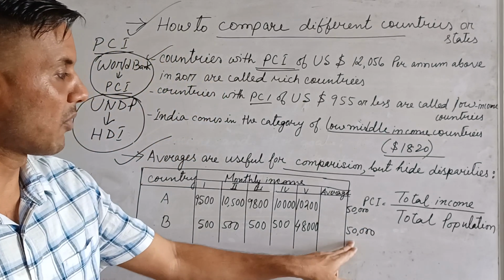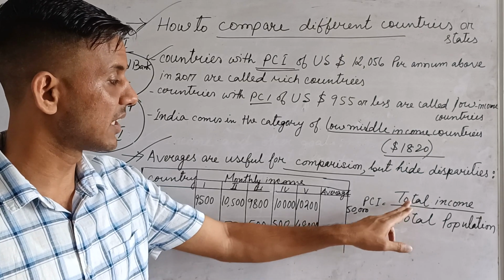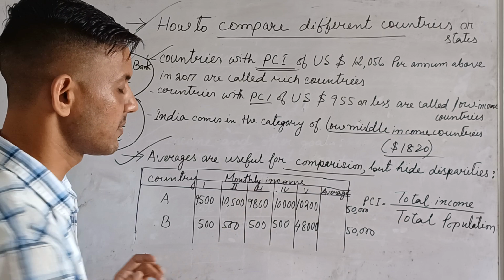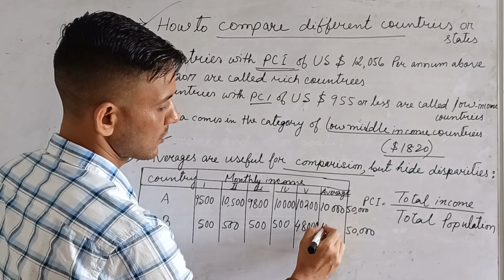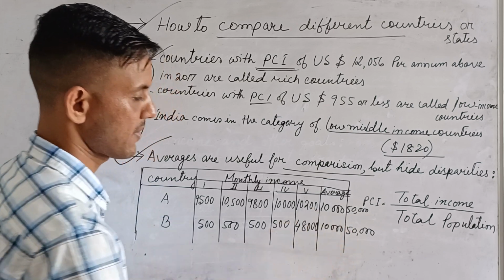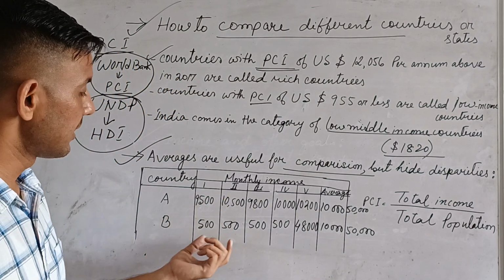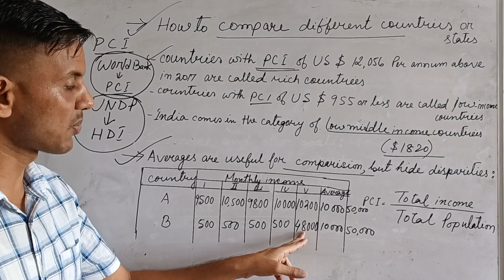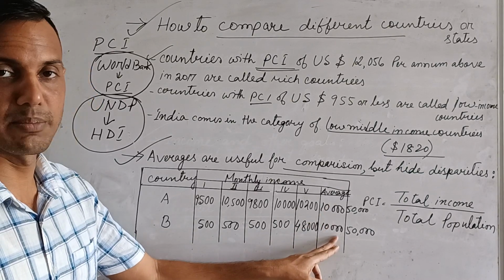So according to the formula, PCI is equal to total income divided by total population. What is the total income? 50,000. And the total population we have assumed is 5. So what will you write here? 10,000. Now you see that in country B, 4 persons have very little income, but one person's income is 48,000. Yet the average is the same, 10,000.